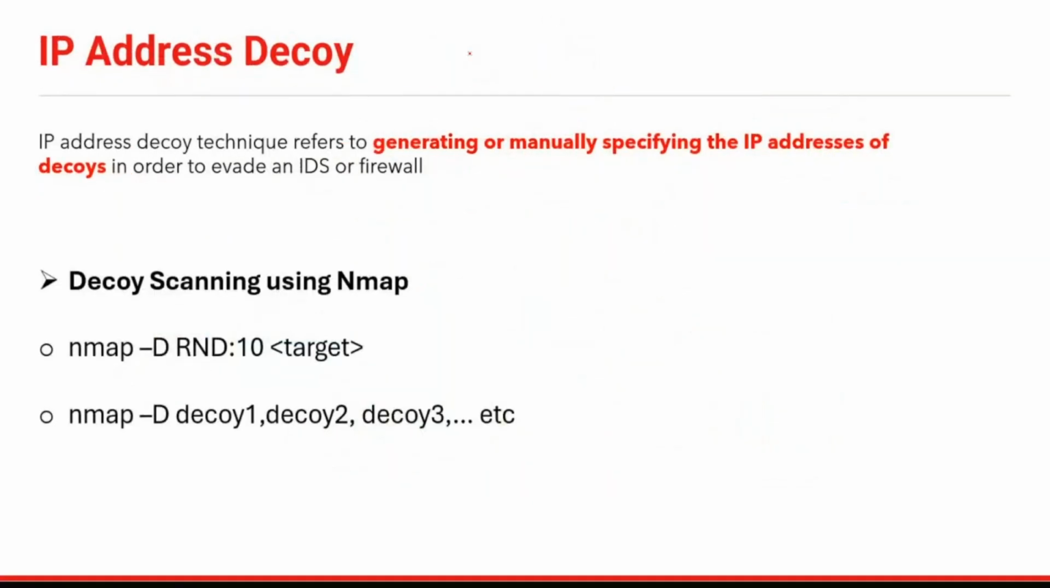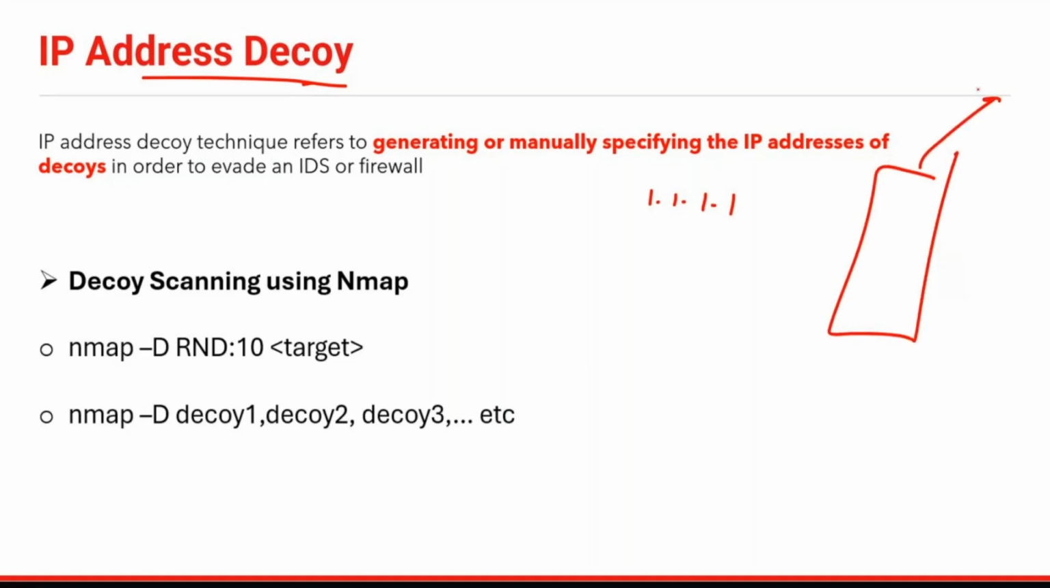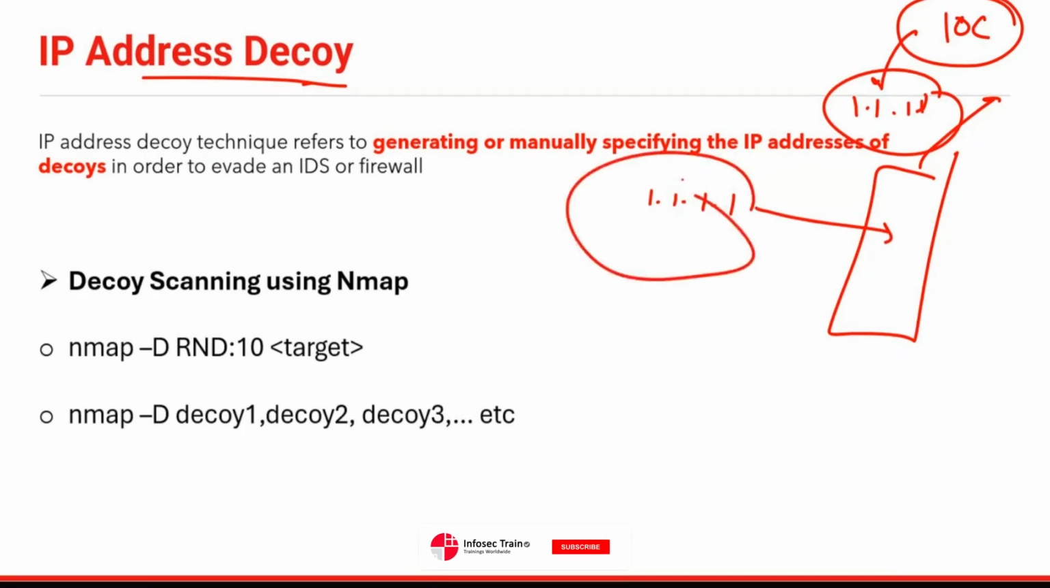Another way of evading is using decoy scanning. Using decoy scanning, for example, the attacker's IP is something like 1.1.1.1. And what if the firewall is configured with, let us say, AlienVault? We have IOCs, indicators of compromise. In this case, we know that 1.1.1.1 is blacklisted. So any request coming from this blacklisted IP, all the packets will be filtered down.